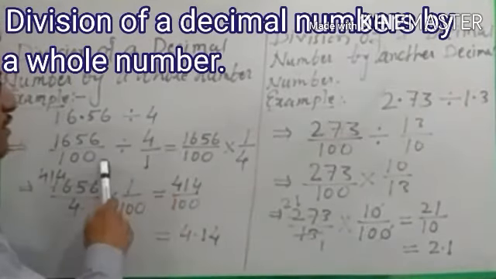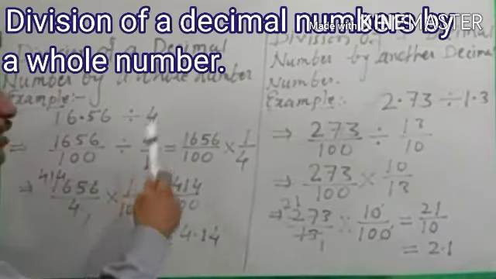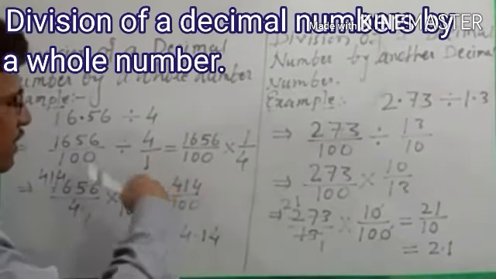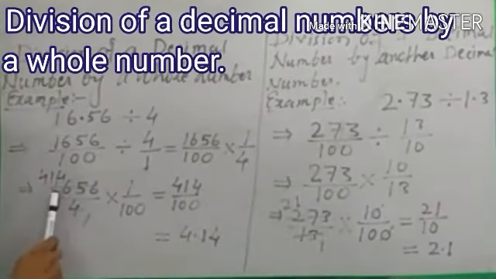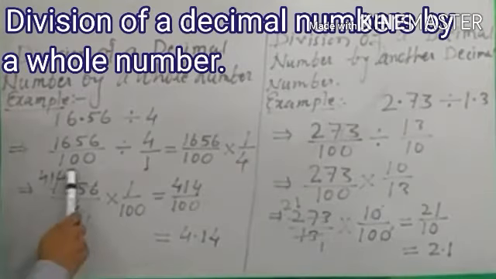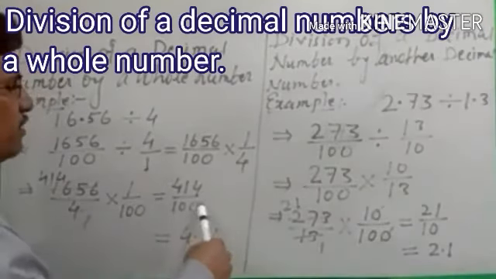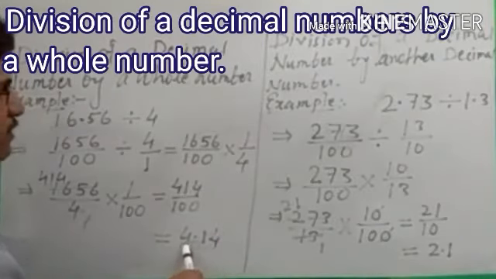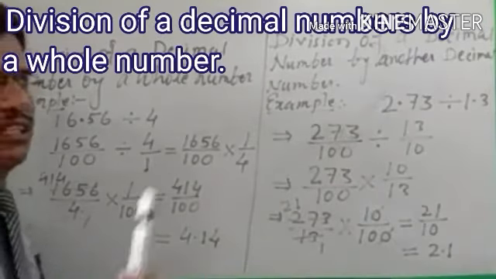1656 upon 100 into 1 upon 4 because 1 upon 4 is the reciprocal of 4. You know how to divide fractions. If we divide a fraction by another fraction, actually we multiply the fraction by the reciprocal of the other fraction. Now 1656 upon 4. We can cancel it. 4 1 is 4, 4 4 is 16. 414. We can write 414 upon 100. Now we will convert it again into decimal form. So we get 4.14. You know how to convert fraction into decimal. I have already discussed it.